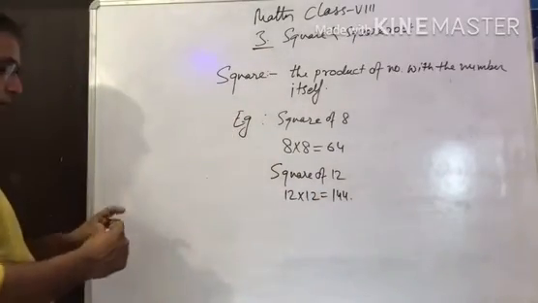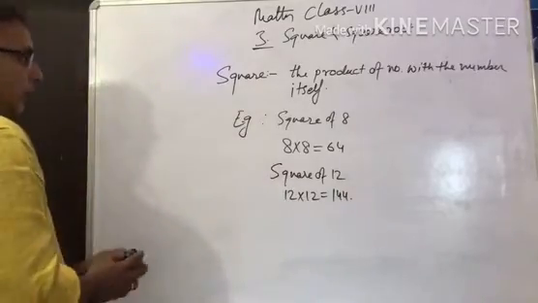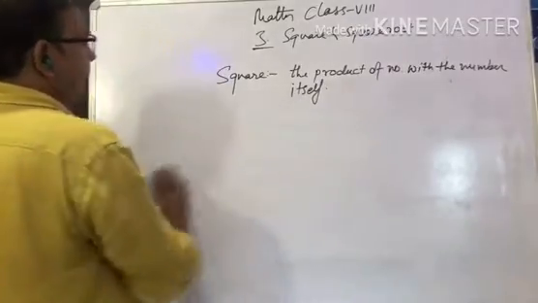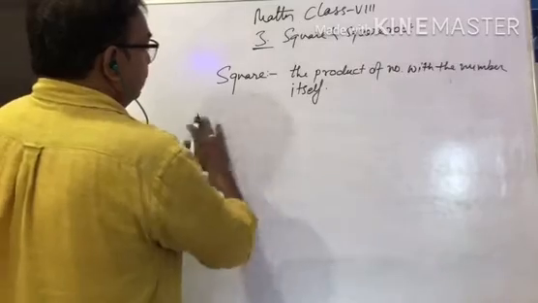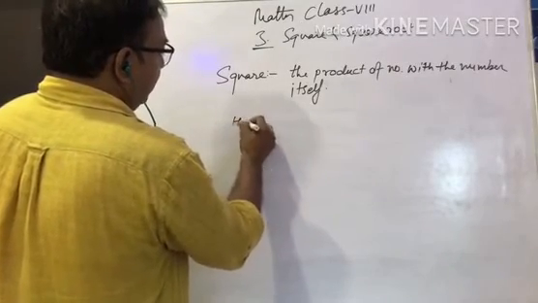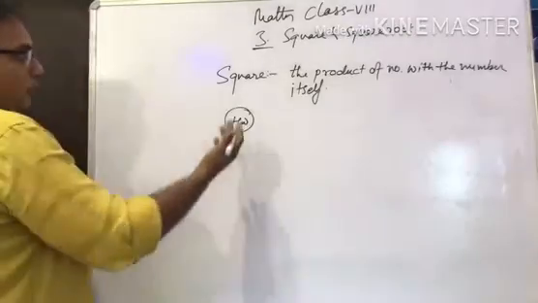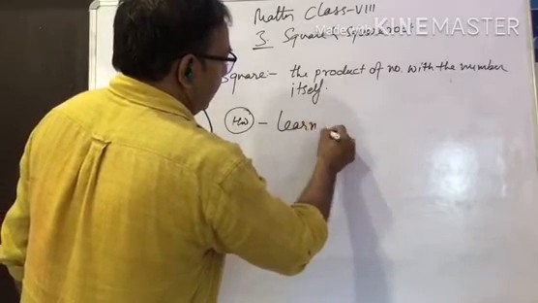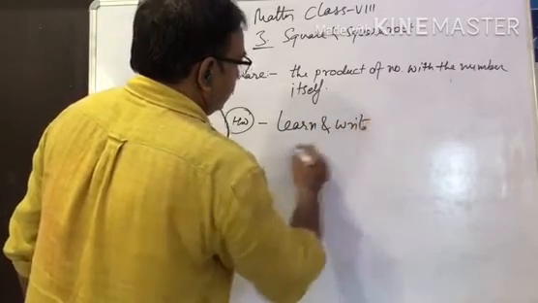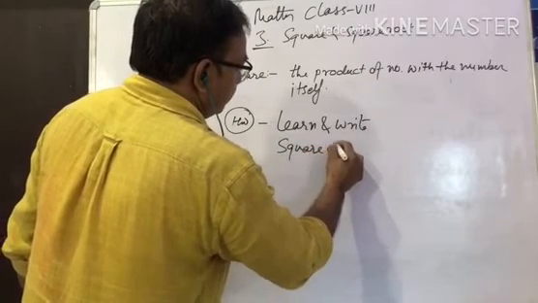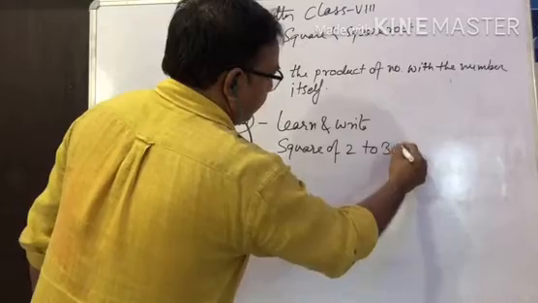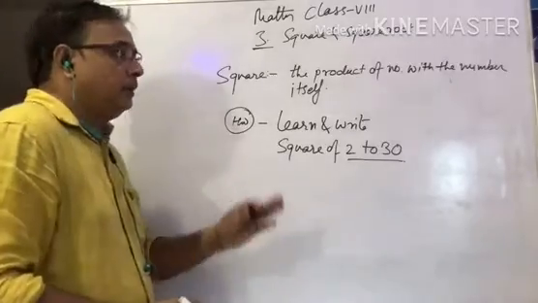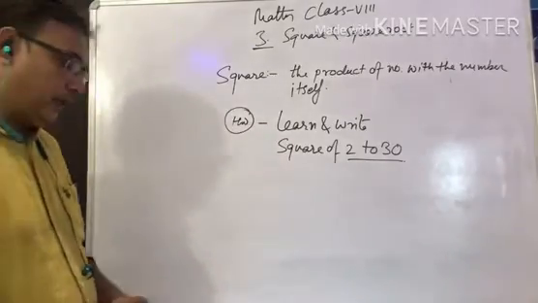So the square is very easy, but I want everyone to learn this. This is basically a homework or a part of the chapter. Learn and write the square of 2 to 30. You have to write the squares of 2 to 30.